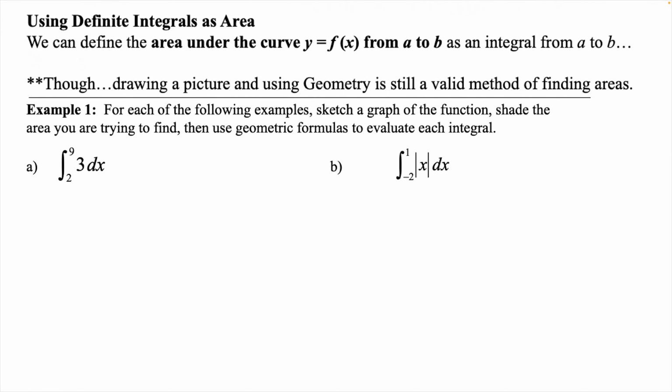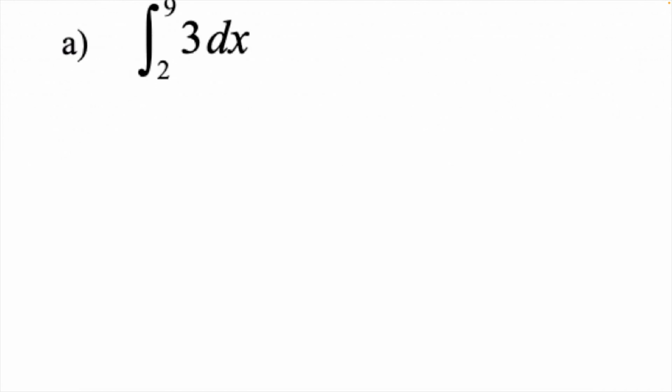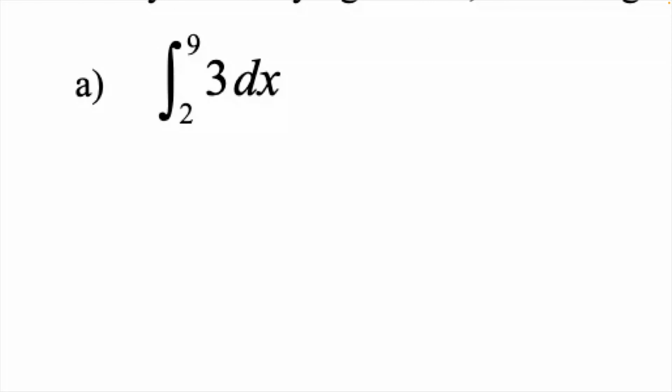Okay, so before we start, we can define the area under a curve from A to B as an integral from A to B. Drawing a picture and using geometry is still a valid method of finding areas. When I say geometry, I mean shapes, draw a picture. So for each, I'm going to draw a sketch. What am I going to draw a sketch of? The function. So let's look at A.